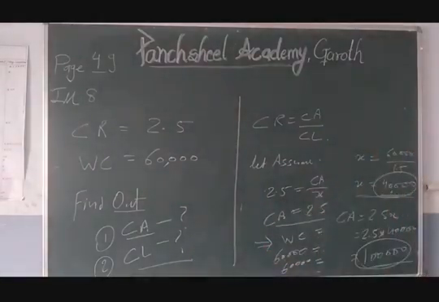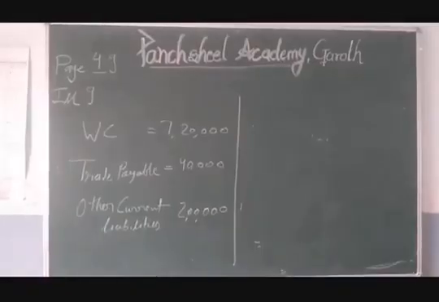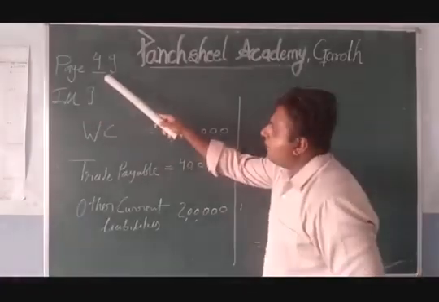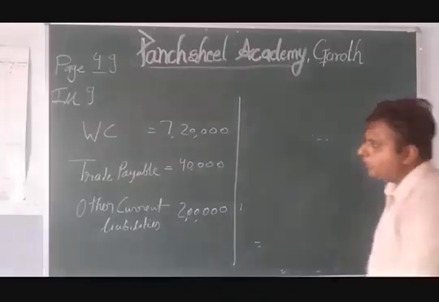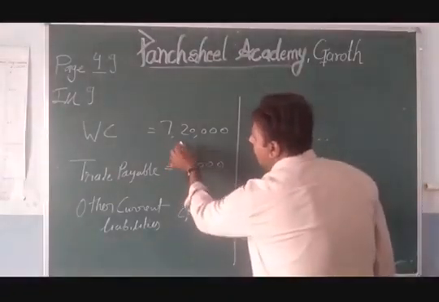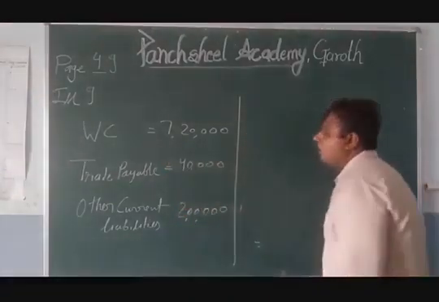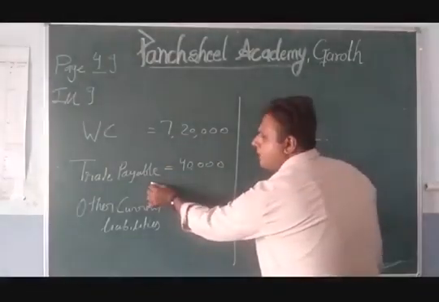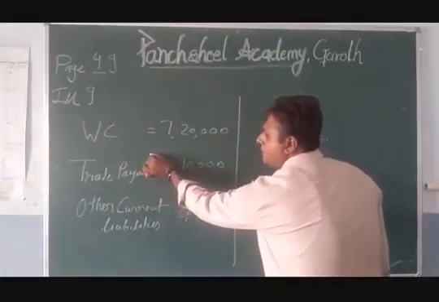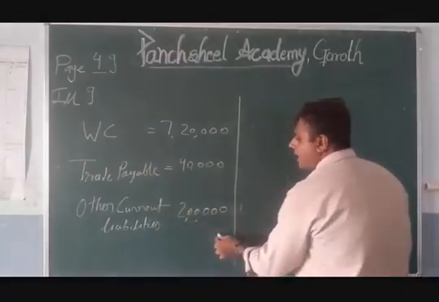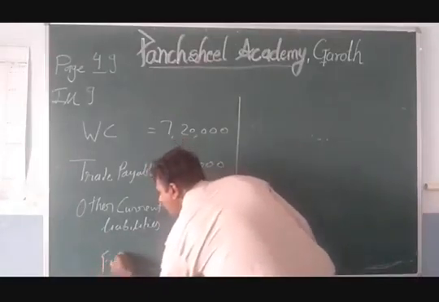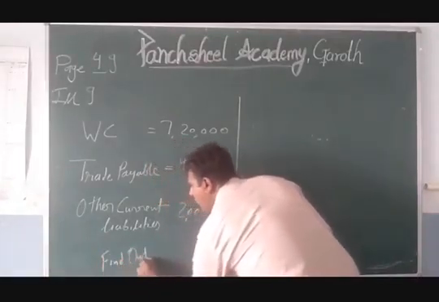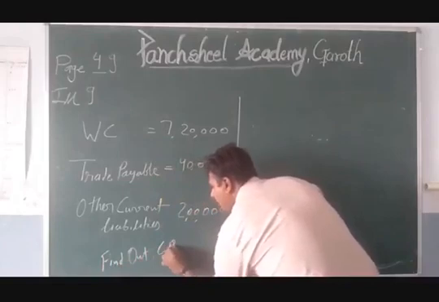Moving to our next illustration. Illustration number 9, page number 4.9. Your question. Working capital is given 7,20,000. Trade payables is given 40,000. What are the trade payables? You all know. Creditors, bill payables. Other current liability 2 lakh. The question asks, find out current ratio.